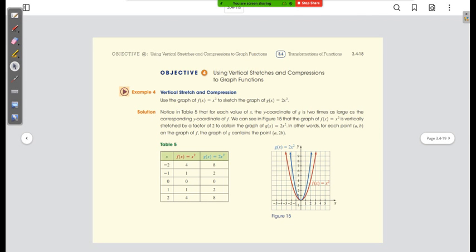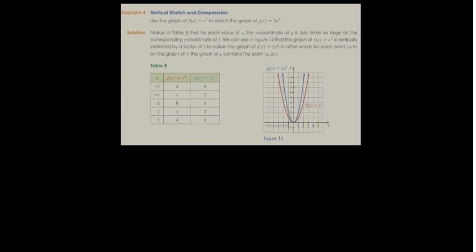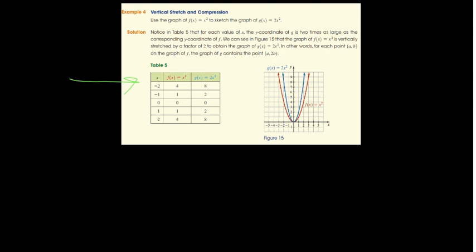Okay, now we get to the last part of our transformations, and that will be vertical stretches, compressions, and horizontal stretches and compressions. So, like we have done so far, we're going to do this table just to really show what we're looking at here. Okay, so use the graph of f of x is equal to x squared to sketch the graph of g of x equal to 2x squared.